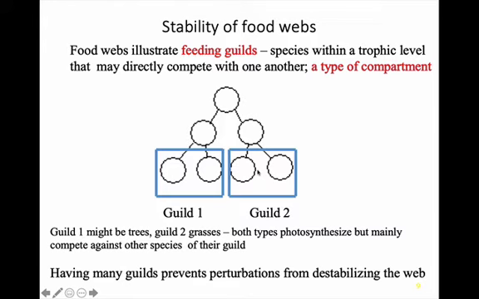So, yeah, they compete for light, but it's pretty indirect. They mainly compete with other individuals in that guild. Okay, and you can have feeding guilds, too, among the animals.